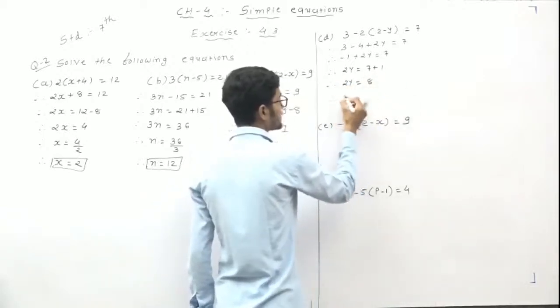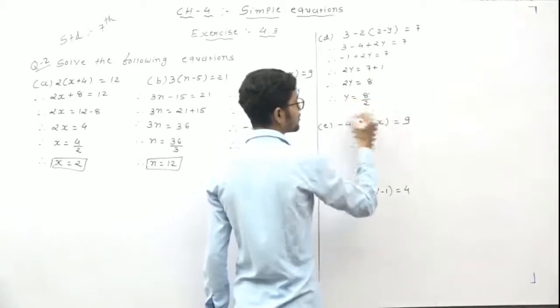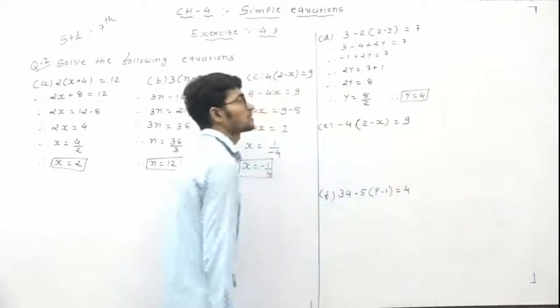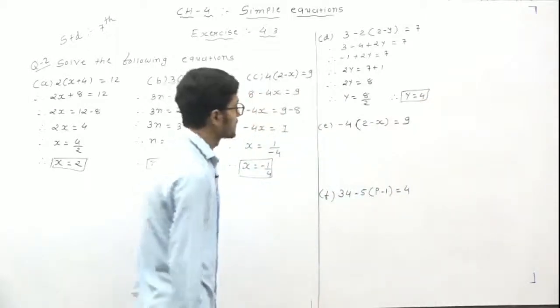Now 2 on this side. It means y is equal to 8 divided by 2. So y is equal to 4. 8 divided by 2 means 4. Understand?